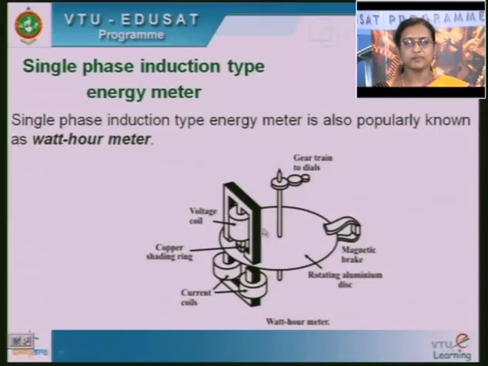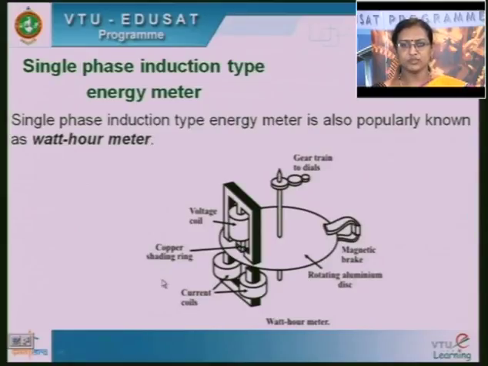These 2 coils are used to measure the power. Now, power is multiplied by the time. What is the time you are considering? You see it in the working principle. The single phase induction type energy meter is also popularly known as a watt hour meter, because it is power consumed in a particular time. Since you are considering that, it is also called a watt hour meter.